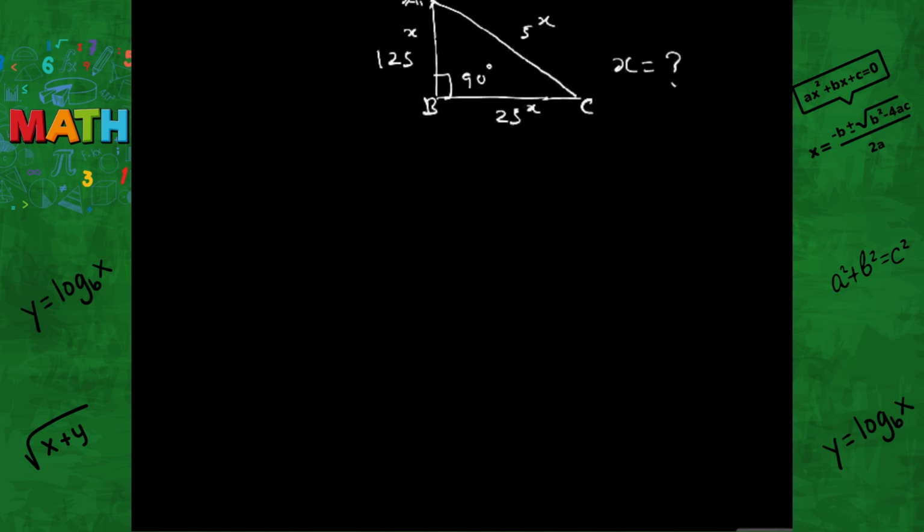Friends, from this diagram we have to find the value of x. This is a right angle triangle ABC, and we need to find the value of x. So what we have to do is, this is a right angle triangle, so in a right angle triangle we can apply the Pythagoras theorem.